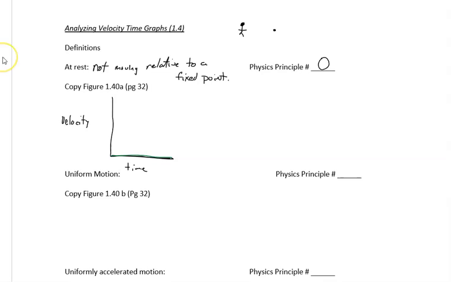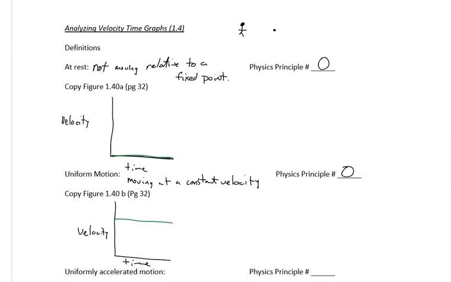Now, uniform motion would be moving at a constant velocity. Again, physics principle 0. The difference in the graphs here, if this is velocity and this is time again, is that a constant velocity might look like this. Another way we might draw that, if we had time here and velocity, would be, let's say, something along here, and this would just be indicating direction, where that would be the positive direction and that would be the negative direction.